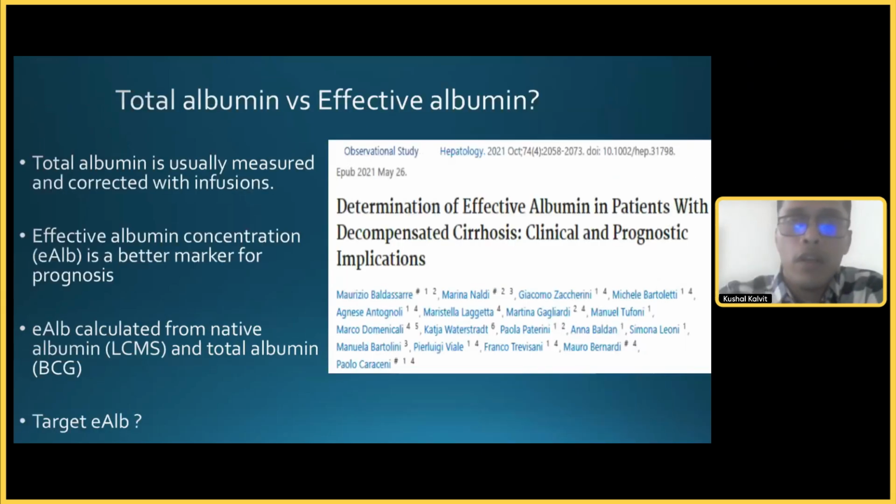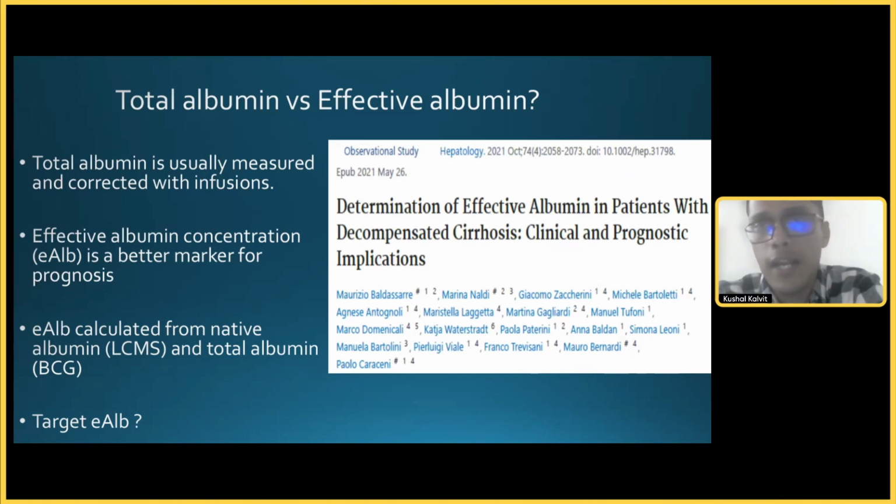Now, coming to albumin itself, the albumin that we measure usually is total albumin, and that is the total albumin that is corrected with our infusions, and our targets are set and our trials are conducted based on this albumin level. However, what actually happens in liver cirrhosis is that the albumin concentration goes down quantitatively as well as qualitatively.